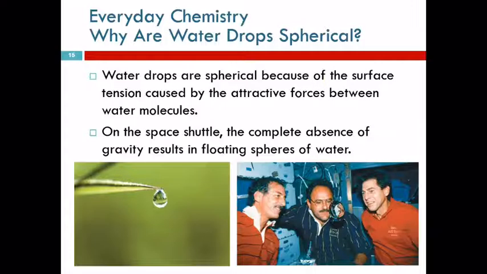Have you ever wondered why water droplets are spherical? It's to reduce the surface area. A sphere is the geometric shape that has the smallest surface area per volume. If you make a square or some other shape, a cube, it's going to have a larger surface area. So they make spheres to reduce the surface area.